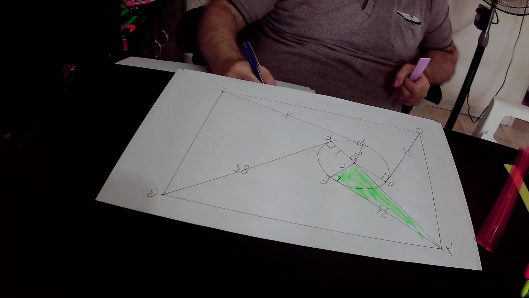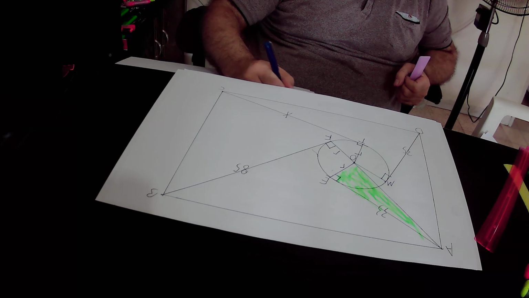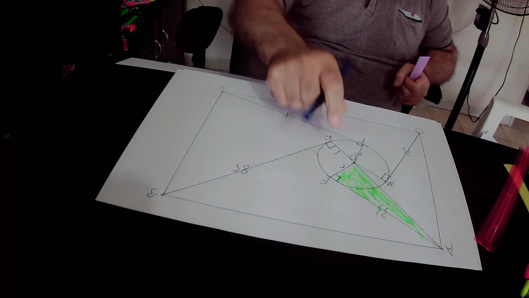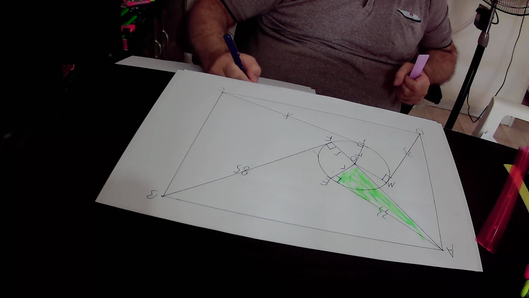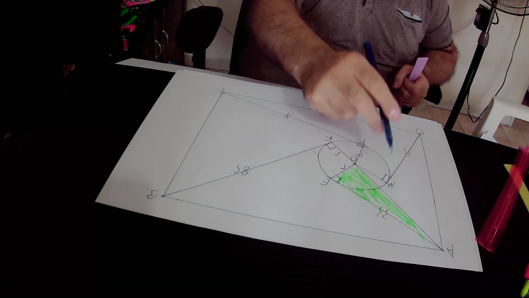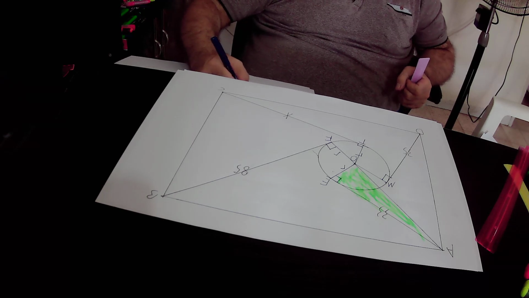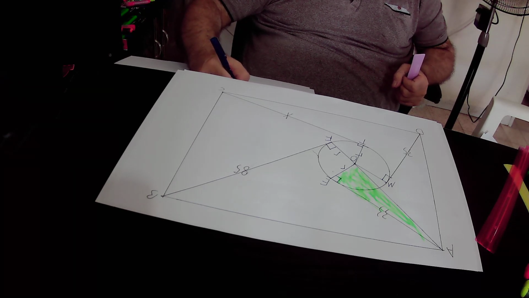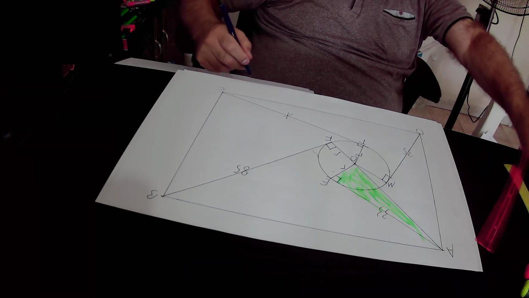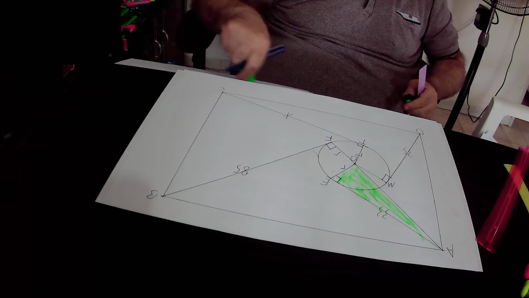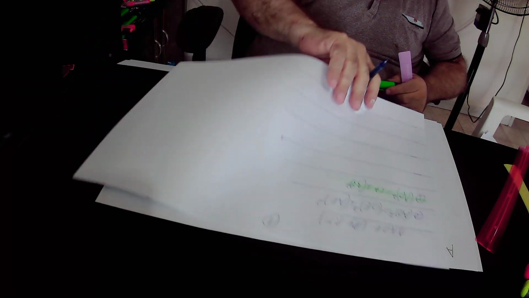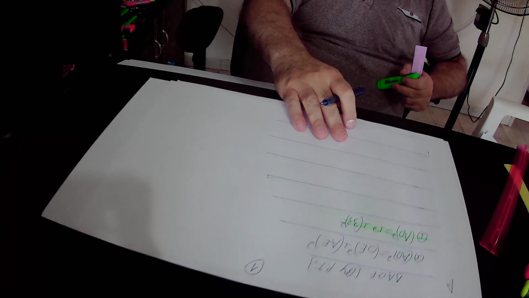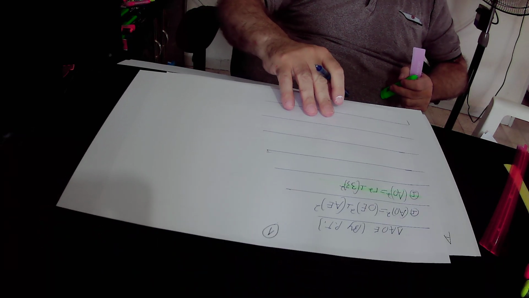So AO square equals OE square. OE equals R, therefore OE square is R square, plus AE square. AE equals 33 units according to what is given in the question, therefore AE square will be equal to 33 square. So in conclusion, according to equation number 1, AO square equals R square plus 33 square.